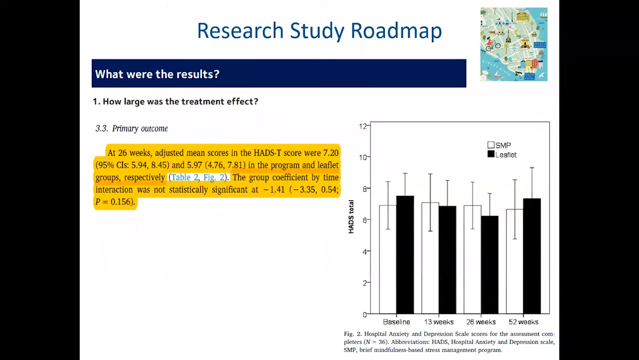And then finally, the last question in the appraisal tool is, what were the results? So as you can see here, that objective tool that I mentioned just a second ago, the hospital anxiety and depression scale, those scores decreased for both groups between baseline and 26 weeks. The mindfulness group, as you can see here, did have more of a reduction, but the differences were not statistically significant.